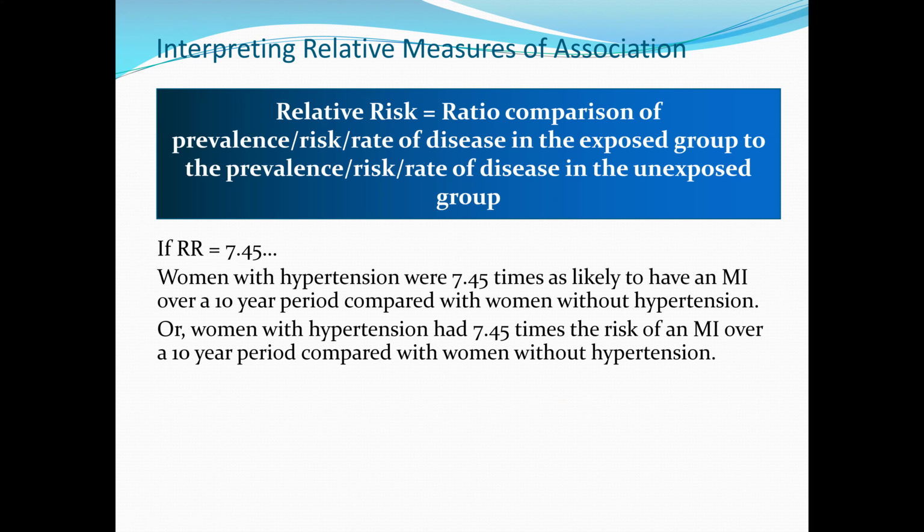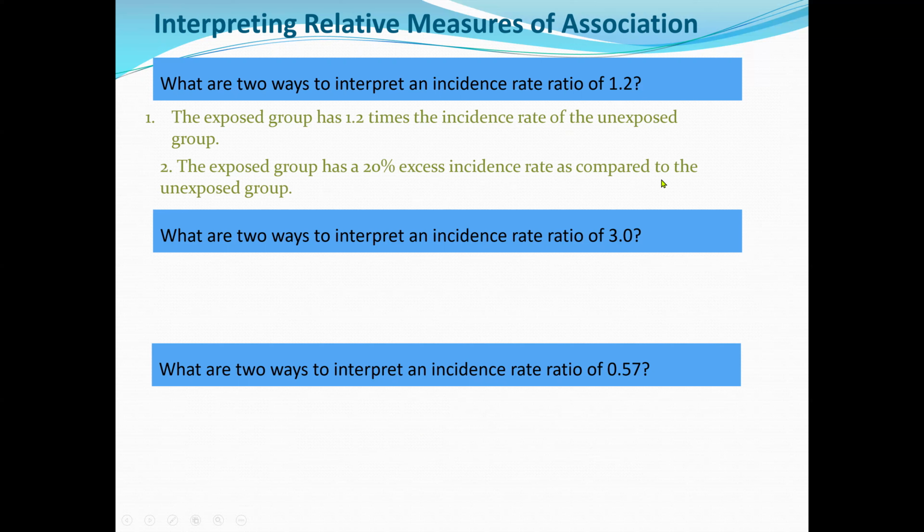So what are the two ways to interpret an incidence rate ratio of 1.2? Here we say the exposed group has 1.2 times the incidence rate of the unexposed group. Or we can say 1.2 means the extra is 0.2, so that will be 20%. 0.2 is the same as 20%. So we can also say the exposed group has 20% excess incidence rate as compared to the unexposed group.